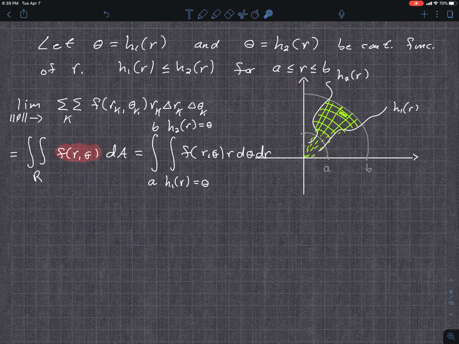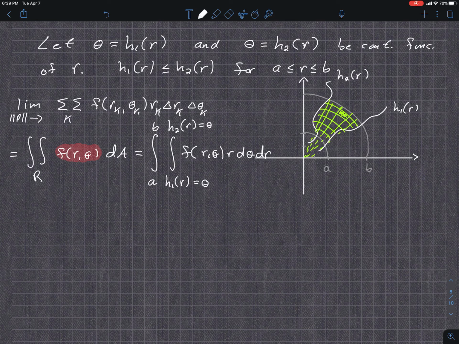We're going to suppose h1 of r is less than or equal to h2 of r if r is between a and b. So here's your radius, here's your a to b. And so you have that this function h1 is less than this function. So that's the orientation kind of concept that we look at.